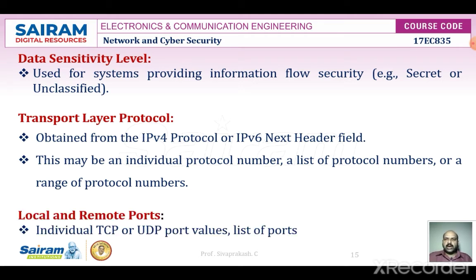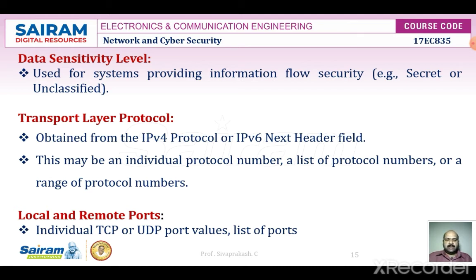Next is local and remote ports. This may be individual TCP or UDP port values which are listed, or wildcard ports. So the SPD entries are going to be remote IP address, local IP address, next layer protocol, name, data sensitivity level, transport layer protocol, and local and remote ports.